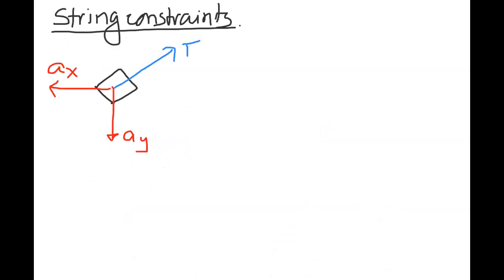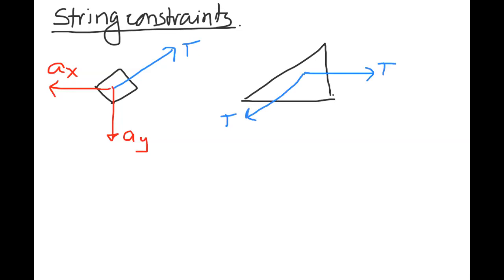For the wedge, tension is like this, and acceleration is like this, right? And we know that the summation of the dot product of tension and acceleration, Ti dot Ai, is equal to 0.